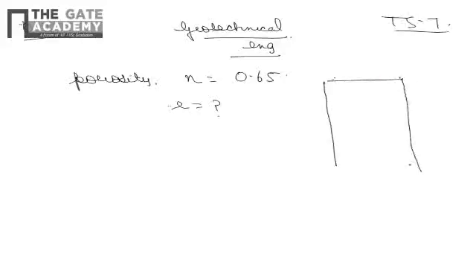Question number 12 of test series 7 is from geotechnical engineering, from the topic of index properties. Now in this question, it is given that the porosity, or n, of a soil sample is 0.65, and it is asked what the void ratio is. Now there are two ways. One is simply cramming the formula, and the second one is going by logical definitions.